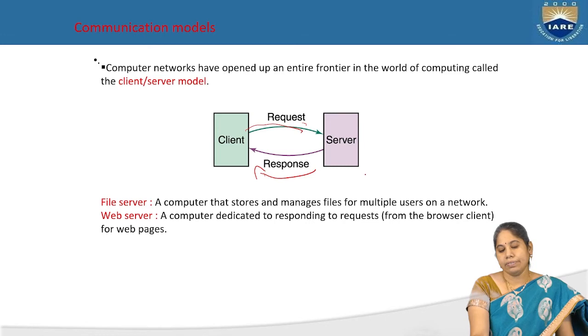Indirectly, we call this a two-tier architecture. In the initial days of project development in industry, people used the two-tier architecture. Later they moved to the three-tier architecture, which I will discuss later. Now another terminology: file server. A file server is a computer that stores and manages the files for multiple users on a network.